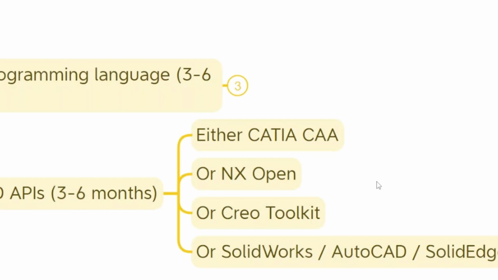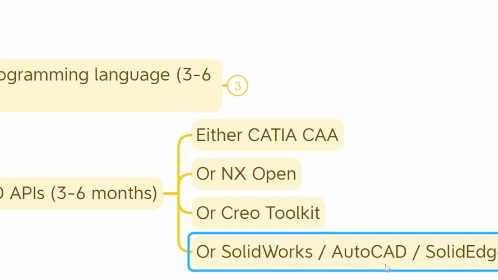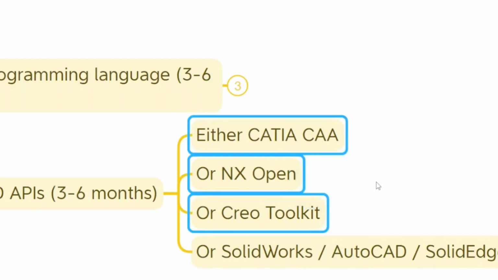If you would like a recommendation from me, you start with any of these three, and AutoCAD or SolidWorks or Solid Edge should be at the bottom of your priority list. You can start with CATIA, you can start with NX Open, or you can start with Creo Toolkit. If you do not have access or do not have a better program you can join for these three, then you start with SolidWorks or AutoCAD. Otherwise, you choose any one from these three.